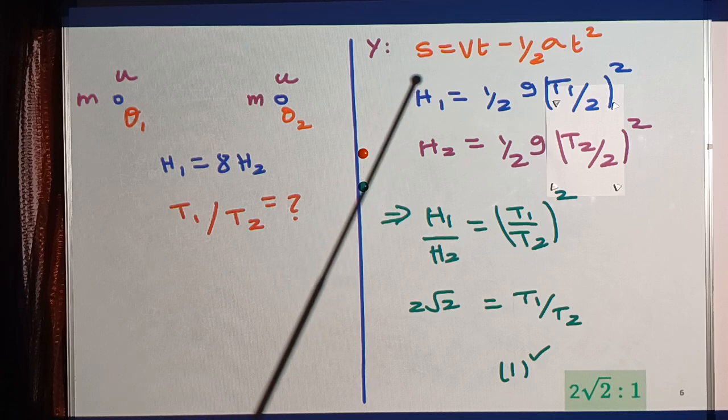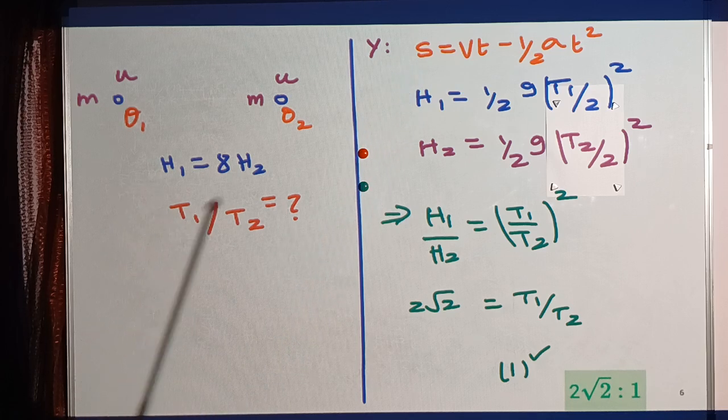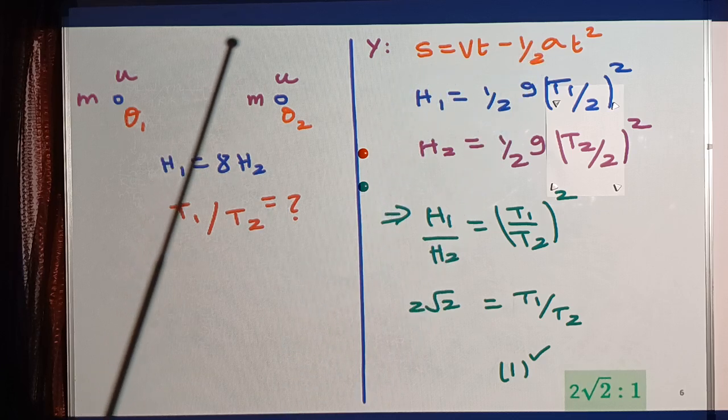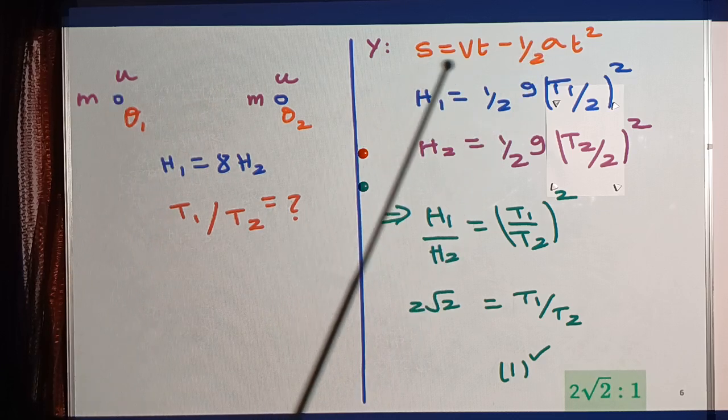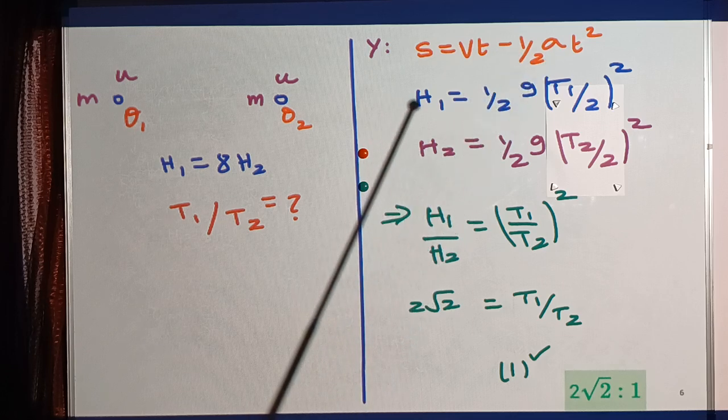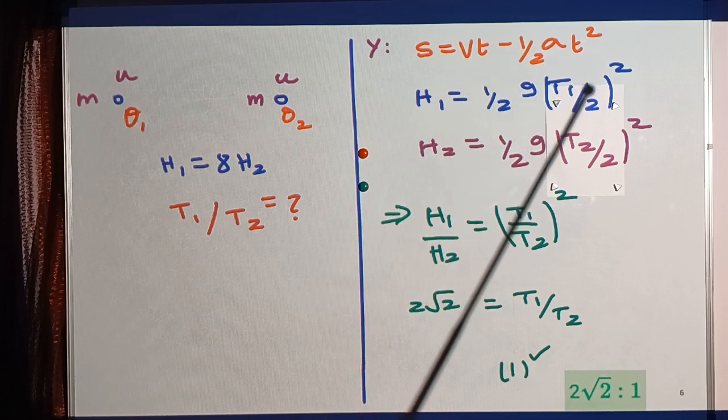So the equation of motion we have to use is relating the displacement and the time. So this is ut minus half at square. V at the maximum height point is 0. U is the initial velocity. So V is 0, and then acceleration is minus g. So from that you get h1 as half g (t1 by 2) whole square.